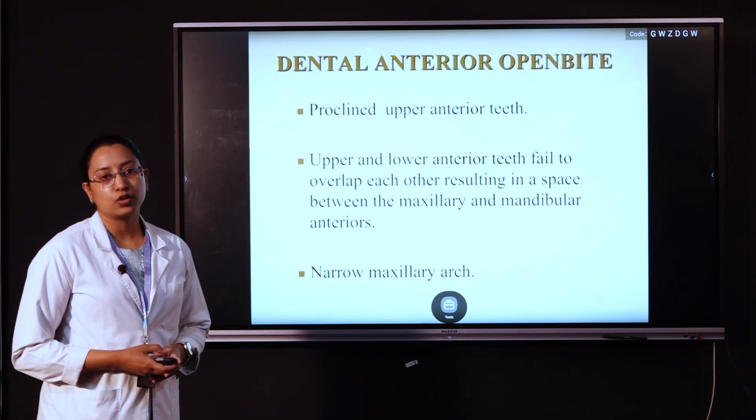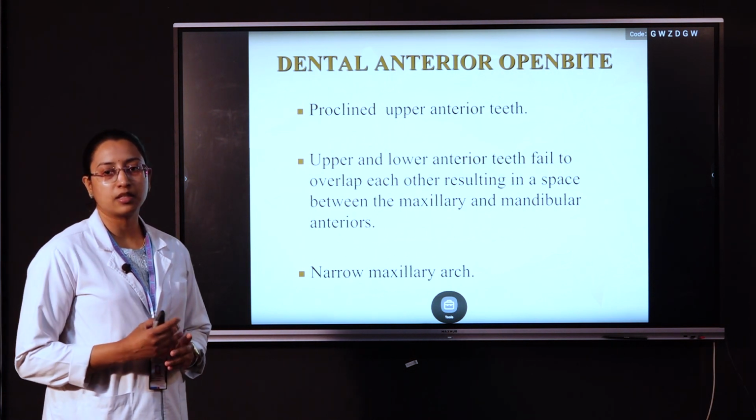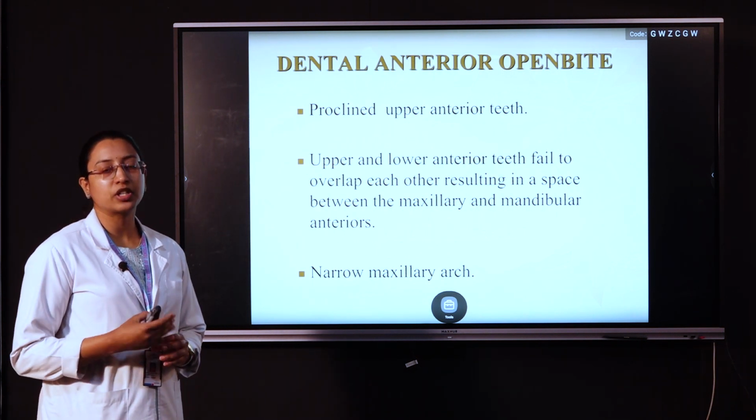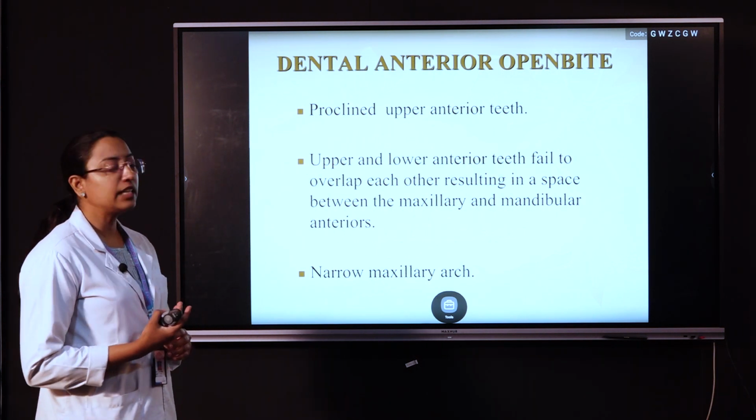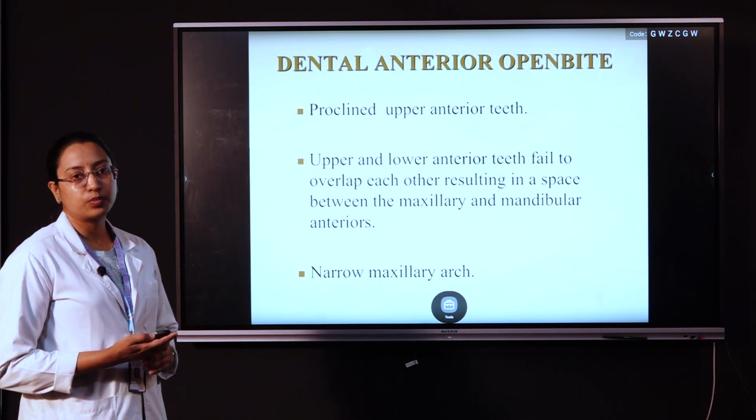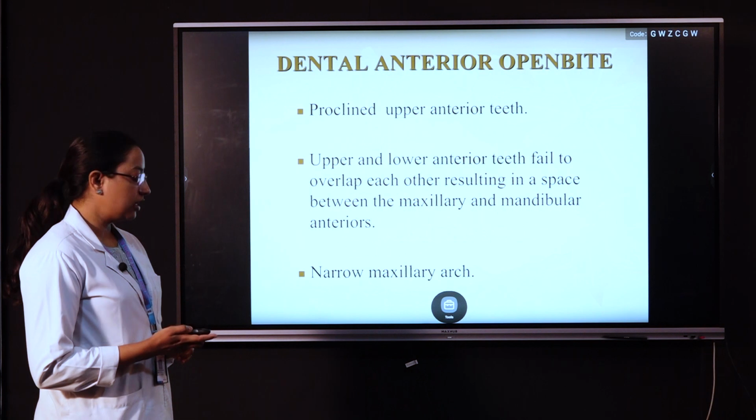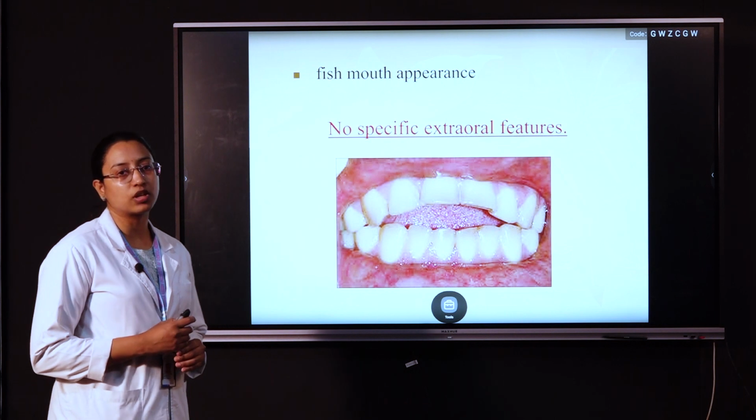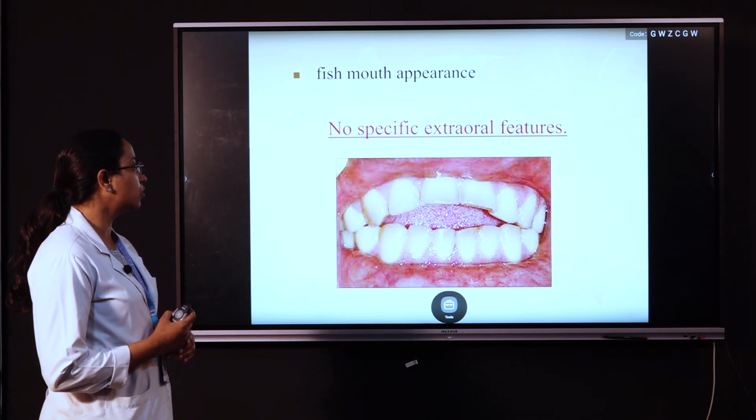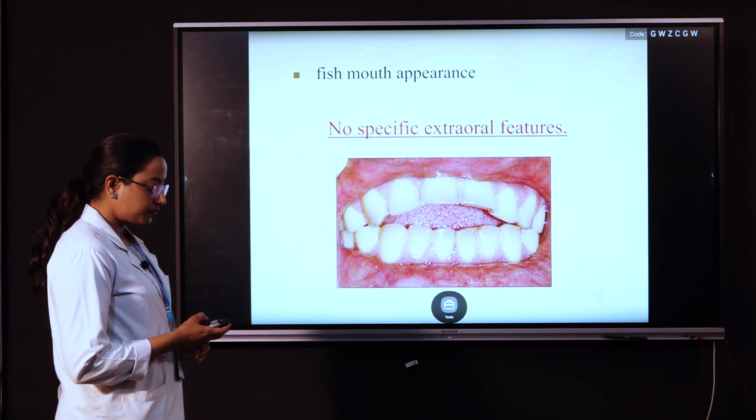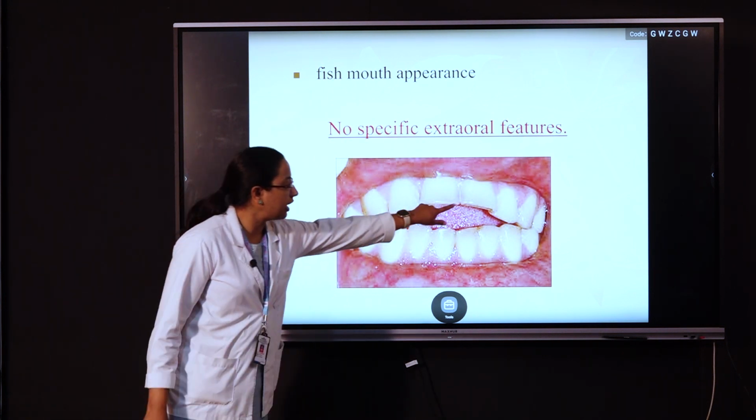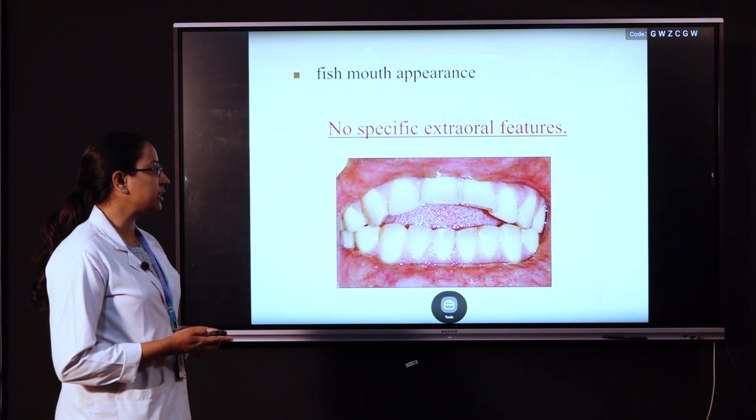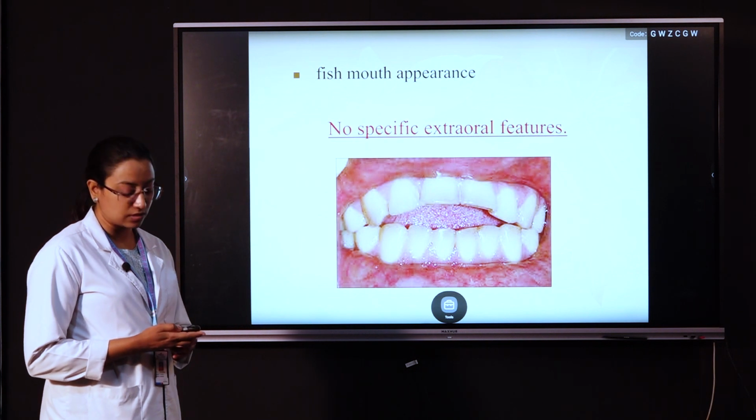Coming to the dental anterior open bite, here the skeletal bases, that is the maxilla and mandible, are properly oriented, but the teeth do not overlap each other because of proclination or any habit. Usually it is associated with proclined upper, sometimes even proclined lower teeth, a narrow maxillary arch, and sometimes even spacing can be seen. No particular extraoral features are seen in dental anterior open bite. Here we can see the upper anterior teeth are proclined and the tongue seems to be coming into the space between the upper and lower teeth. So here there may be an associated tongue thrusting habit.